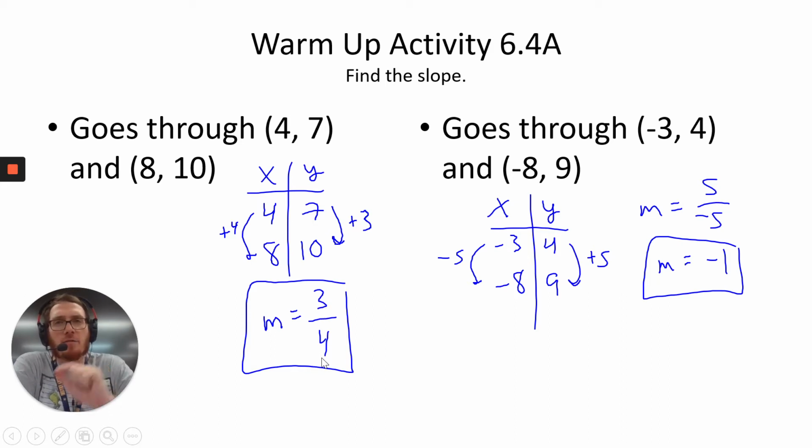So what that's saying is from the first point to the second point, I could go up 3 or over 4. Or if I was going backwards, down 3 and back 4. And the double negative would do the same thing.